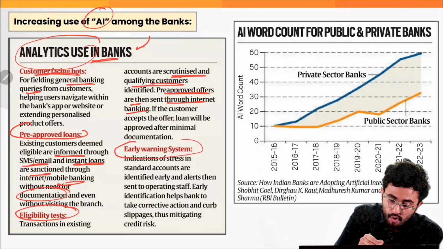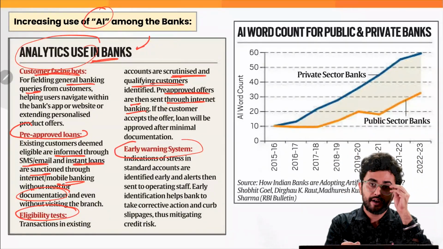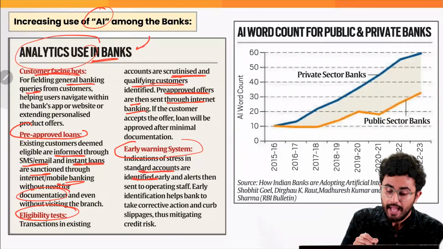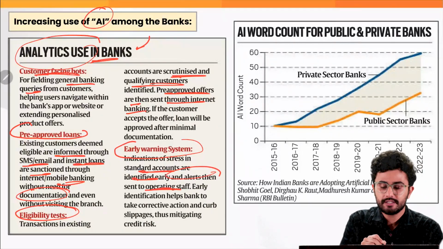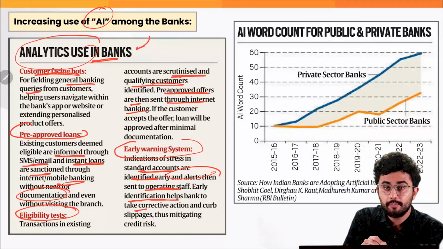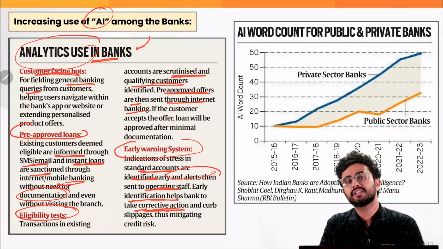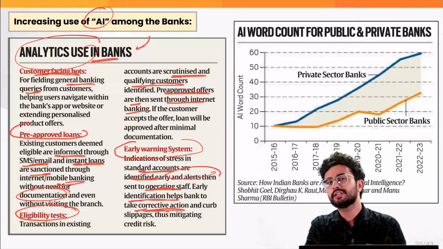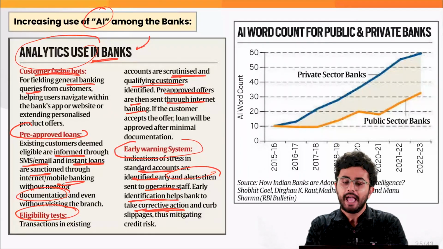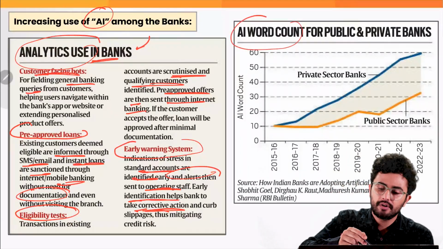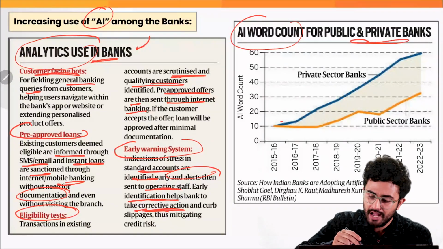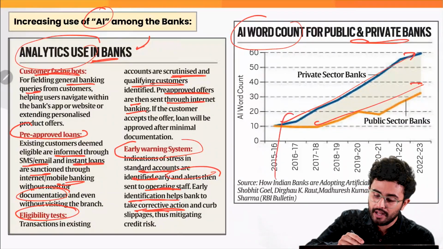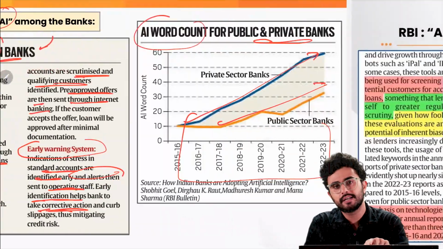Then there is your early warning system. So they also act as a kind of an indicator for the stress in the standard accounts. They are identified early and the alerts are sent to the operating staff. So the early identification helps the bank to actually take some corrective measures. You can use all of this when you guys are writing about the uses of artificial intelligence, specifically in the banking sector. And that is why, if you look at the AI word count for the public and private banks, just look at how staggering the pace is, it has almost tripled in the last 6 to 7 years.